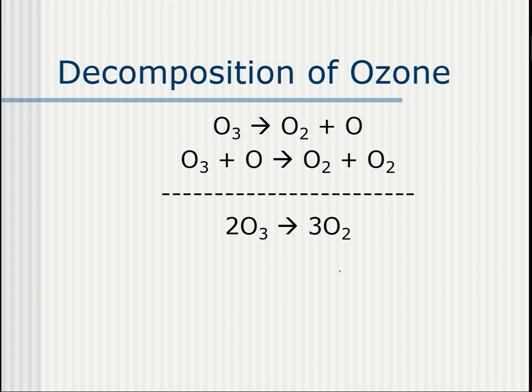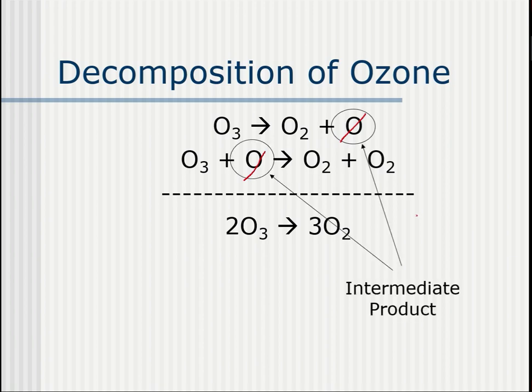Well, you add these up, then you've got this O and this O cancels. Those two O's cancel because they're on both sides. And you've got two O3s on this side and three O2s on that side. So those two that got canceled are called intermediate products.